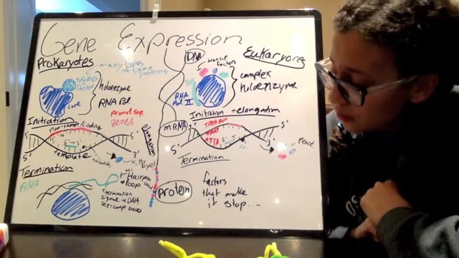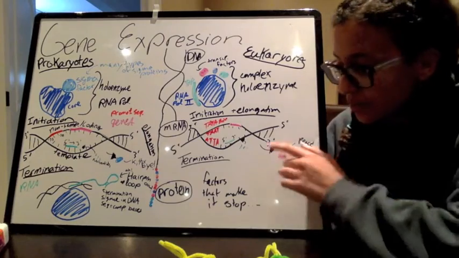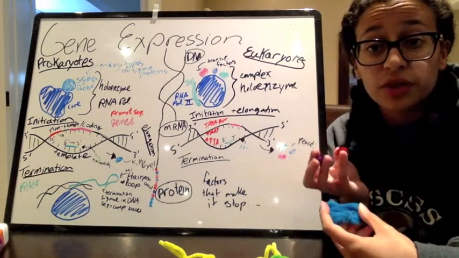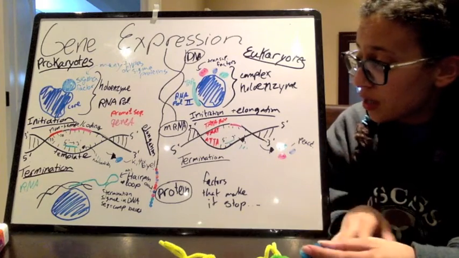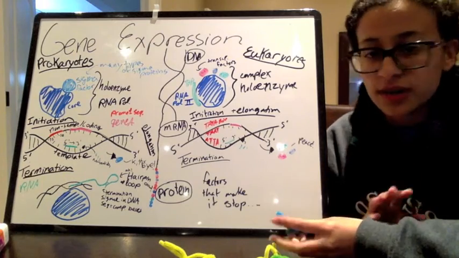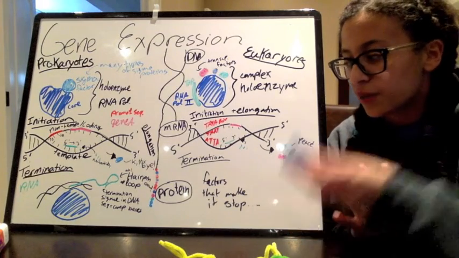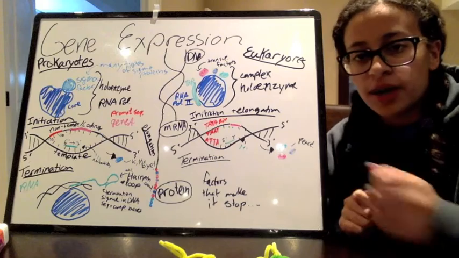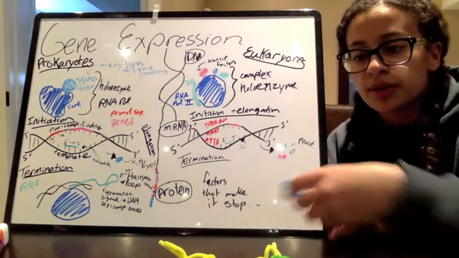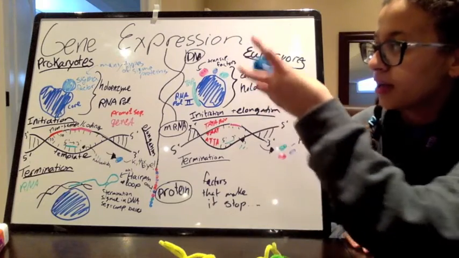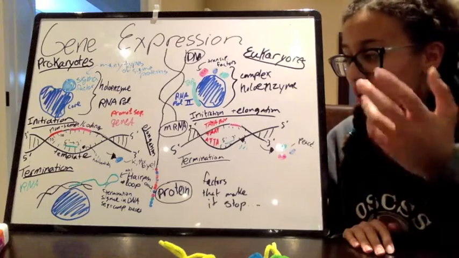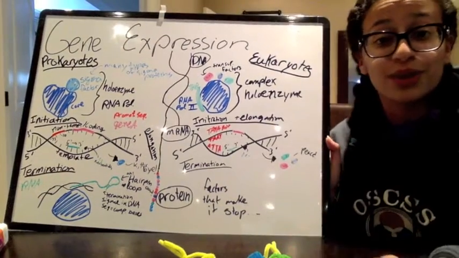So after that, once you start transcription, all these other factors are not needed anymore, so they're going to dissociate and leave. And then there are going to be other factors at the end that say, okay, we're done. The mRNA will be separated, and again, the RNA polymerase is going to dissociate and come back and remake this complex so that we can continue with more transcription of other genes.